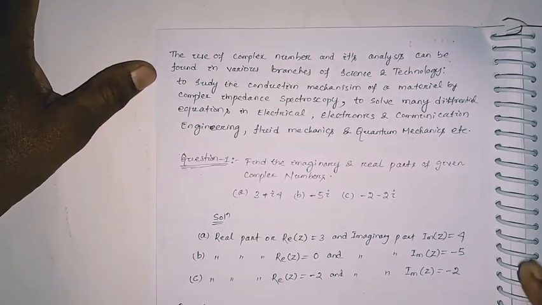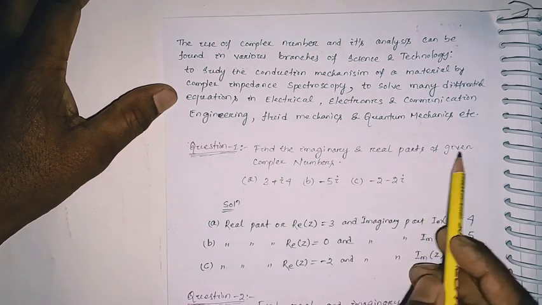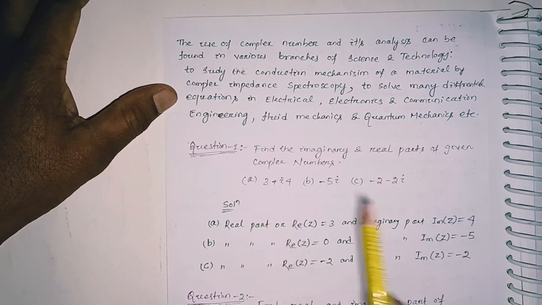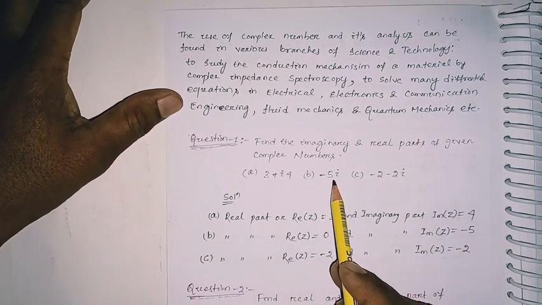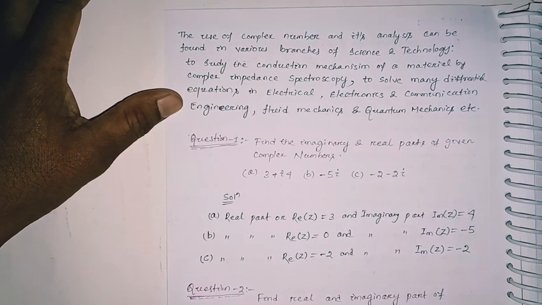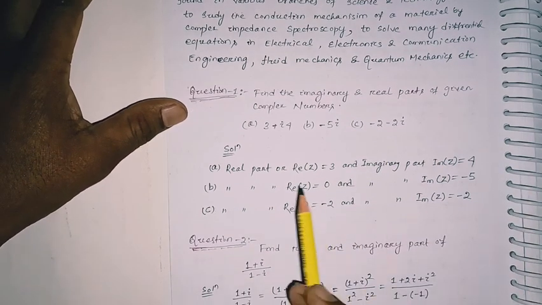Okay, now we are going to go for a simple question. Find the imaginary and real parts of the given complex numbers. Suppose we have the complex numbers 3 plus 4i, minus 5i, and minus 2 minus 2i. What are the imaginary and real parts of these given complex numbers that we are going to identify?